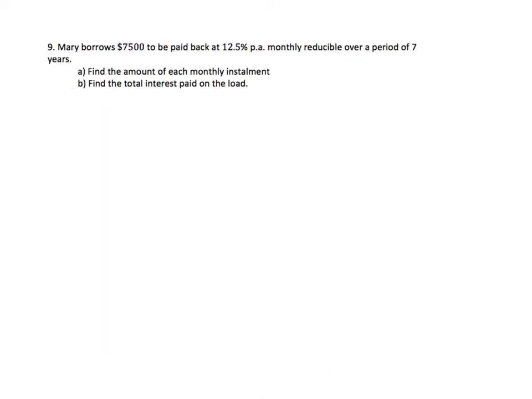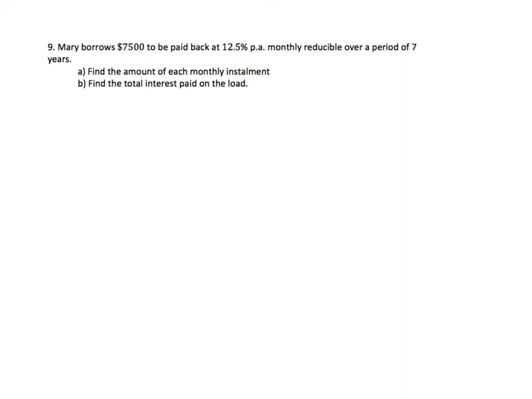Okay, let's understand this question. Mary borrows 7,500, so she has this money, but she needs now to pay it back at 12.5% per annum monthly, reducible over a period of 7 years. So she pays monthly part of the money back, such that at the end of the 7 years she will have paid all the money that she borrowed. Find the amount of each monthly installment, how much she needs to pay every month.